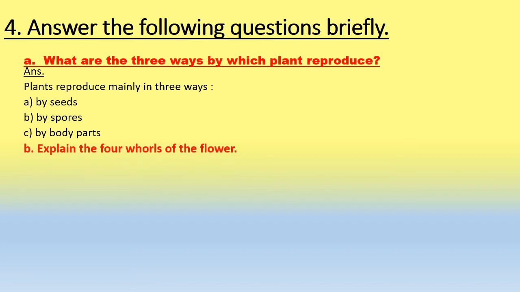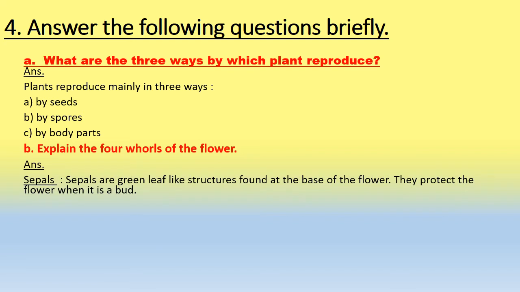Part B, explain the four whorls of the flower. So we all know the flower has four whorls: sepals, petals, stamen and carpel. So first is sepals. Sepals are green leaf-like structures which are found at the base of the flower. They protect the flower when it is in bud stage.